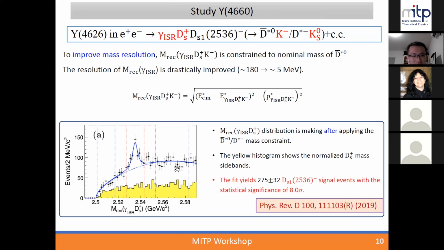Here you can see the bottom left plot is the recoil mass of the Ds plus the ISR photon. This recoil mass distribution is after applying the mass constraint. The yellow histogram is still from the sideband events. Finally, the fit yields around 300 signal events with a statistical significance of 8.0 sigma.